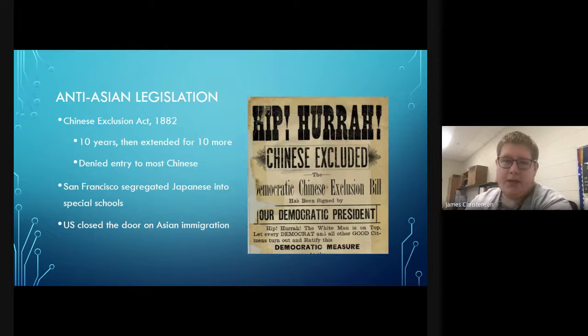To the point that the government began to pass anti-Asian legislation. We had the Chinese Exclusion Act in 1882, for 10 years, most Chinese people would not be allowed into the country. But then it was extended for another 10 years in 1892, and it essentially established a quota as to how many Chinese people could be let in, which was a very small number. In San Francisco, Japanese students were segregated into special schools, so they were separate from the white children. And as a result, after this, the U.S. had basically closed the door on Asian immigration and didn't allow any more into the country.